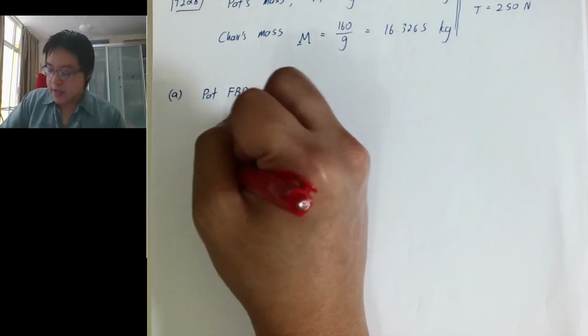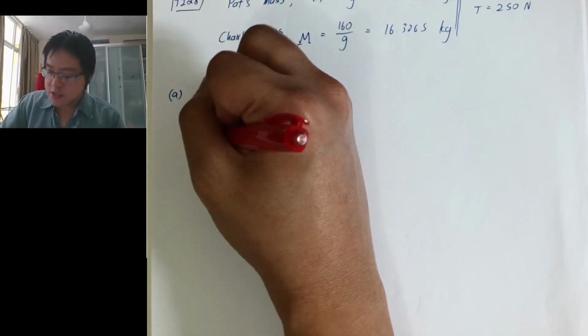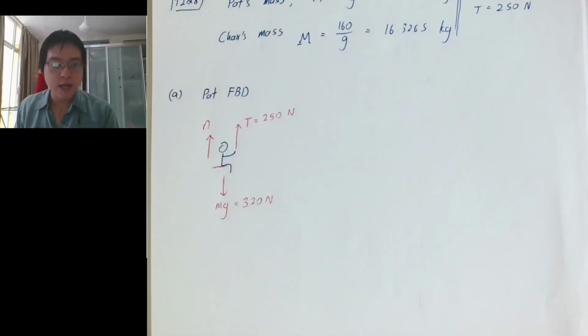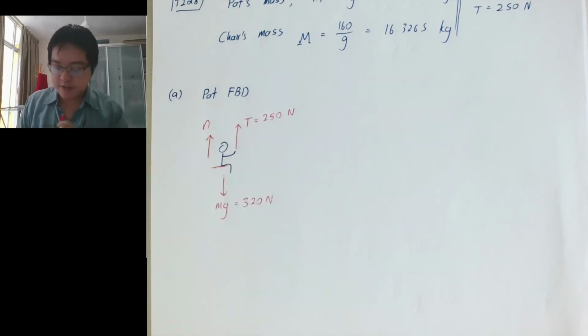Okay, and he's sitting onto a chair. He's interacting with the chair's surface. So the chair will exert a normal force that is going up. When you're sitting on a chair, you will feel a normal force coming through you upwards. So I have 3 forces there. So this is the free body diagram.